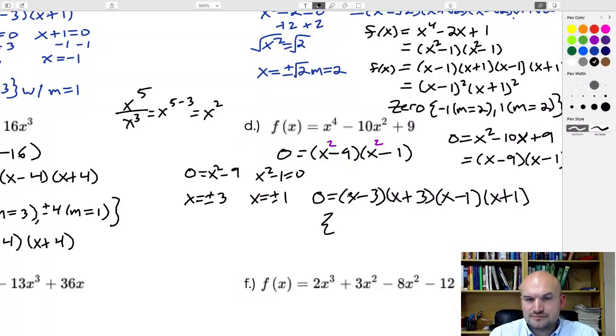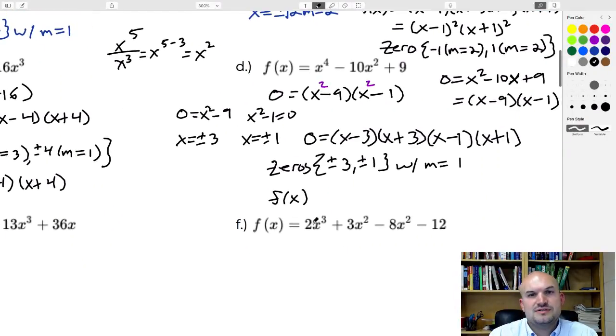But hopefully you can see here, those are your zeros. So we're just going to do plus or minus 3, comma, plus or minus 1. And these all have a multiplicity equal to 1. And my linear factorization, as far as f of x goes, would just equal x minus 3 times x plus 3 times x minus 1 times x plus 1.